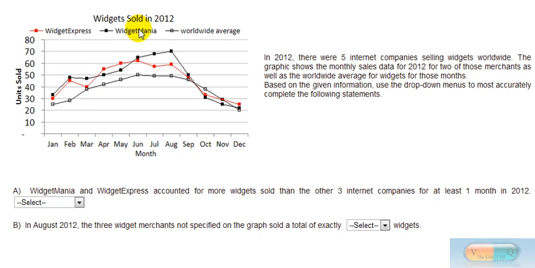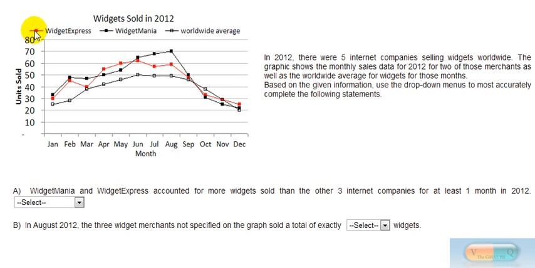Widgets sold in 2012. So you basically have a graph here with the months and then units sold, Widgets Express, Widget Mania, these two data sets, and then you have a worldwide average down here. In 2012, there were 5 internet companies selling widgets worldwide. The graphic shows the monthly sales for 2012 for 2 of those merchants. All right, so 2 of those 5 are shown here.